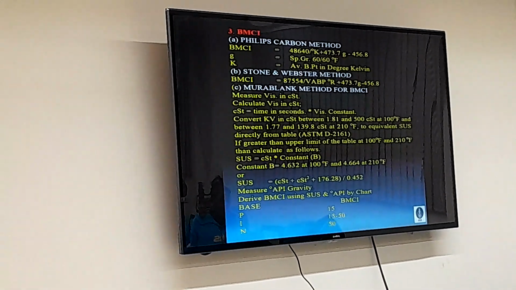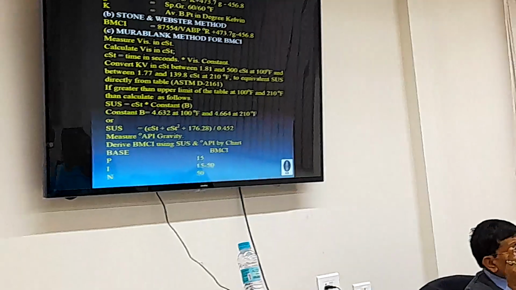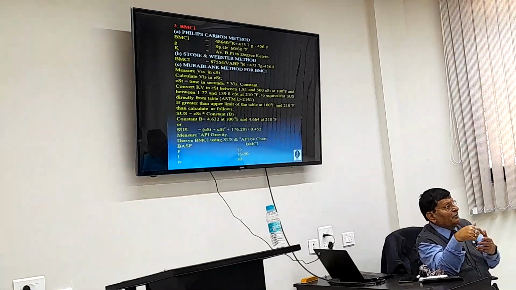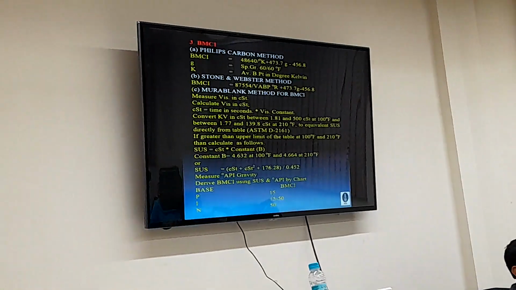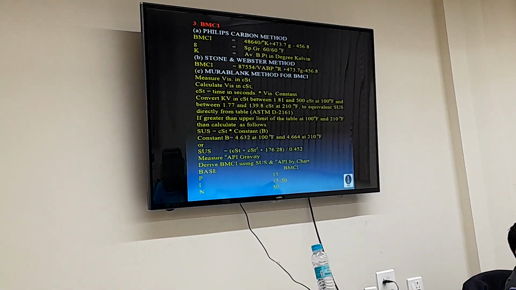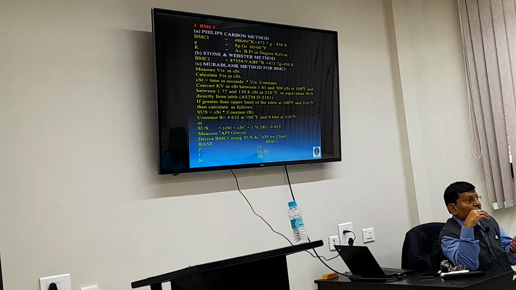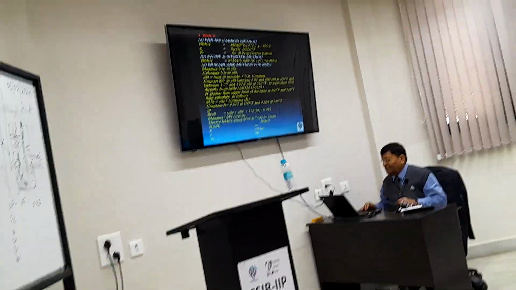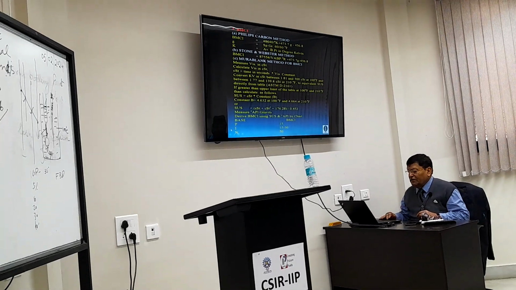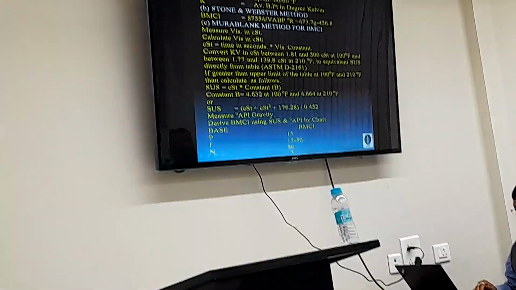The equation uses volume average boiling point or mean average boiling point. In one equation it is in degree Kelvin, in another equation it is in degree Rankine. Okay. Then the third method is from the kinematic viscosity. So in the method, the value comes: for paraffinic base it is 15 or less than 15. For intermediate it is between 15 to 50. For naphthenic it is 50 or more.